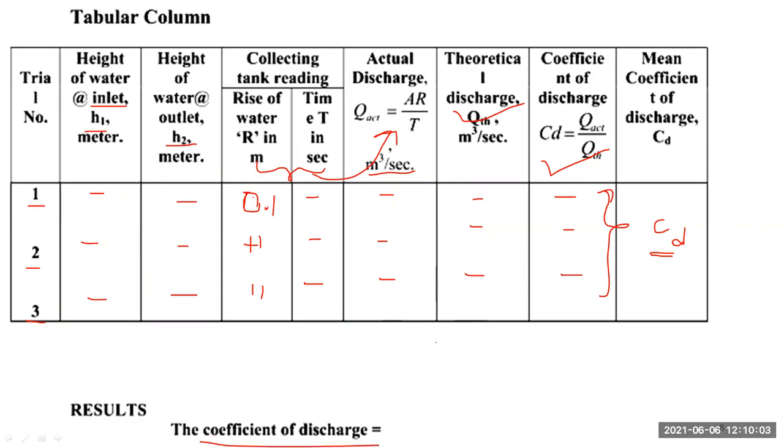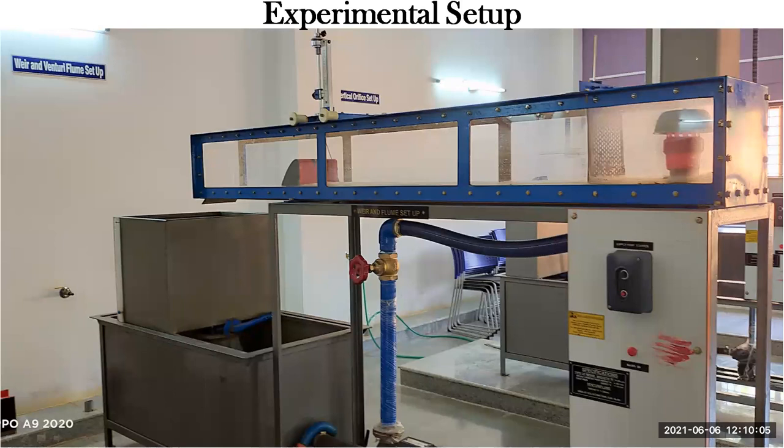So if you see here, this is how the experimental setup will be. First, you have to switch on the pump. There is a green color button, you have to switch on this pump. That is the first step. And if you see the experimental setup, you have the specification here. In the specification itself, you will have the width of the channel at the inlet and the width of the channel at the throat.